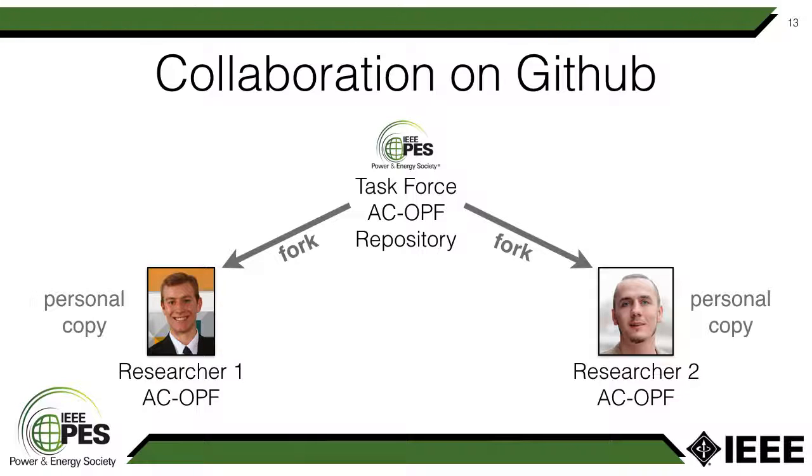And all of these forks are tracked by the system, so you can see how the information is being distributed and disseminated amongst all these different people. Now, at some point, researcher 1 might decide that the improvements they've made could be very valuable to the community at large. And GitHub provides a feature called a pull request, which begins a dialogue between the master repository, which is the task force in this example, and the personal copy.